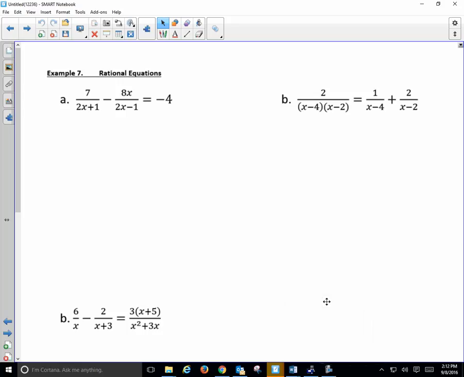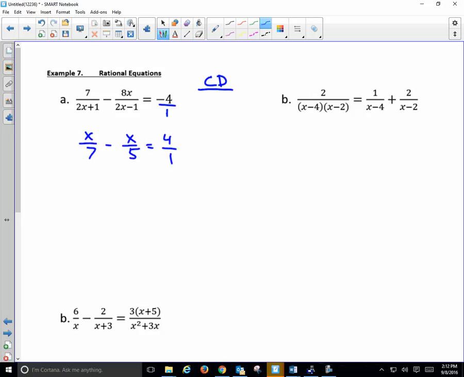Rational equations are equations that are written as fractions. And the way that we deal with them is we always find a common denominator. I'm going to write this one out pretty lengthy so that you can see all the parts to it. The -4 is a denominator of 1. Suppose it looked like this. X over 7 minus x over 5 is equal to 4 over 1.